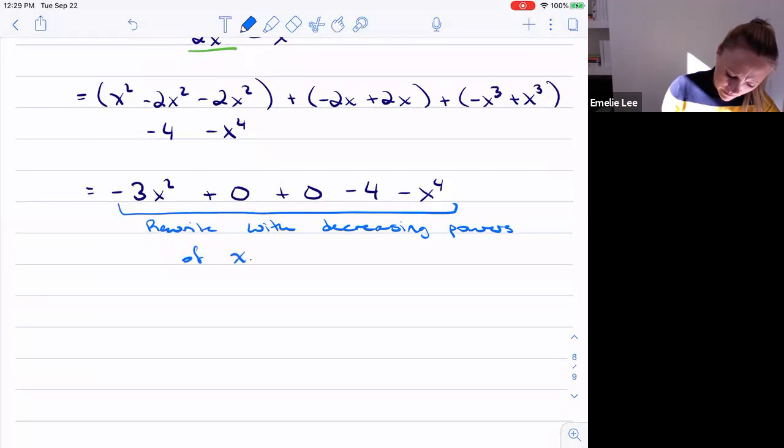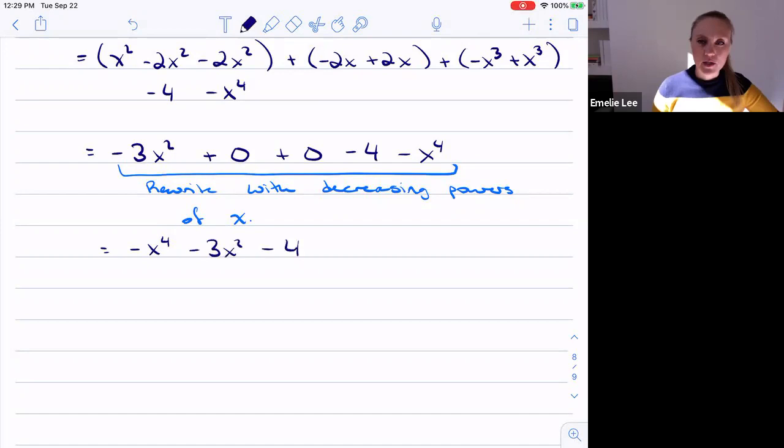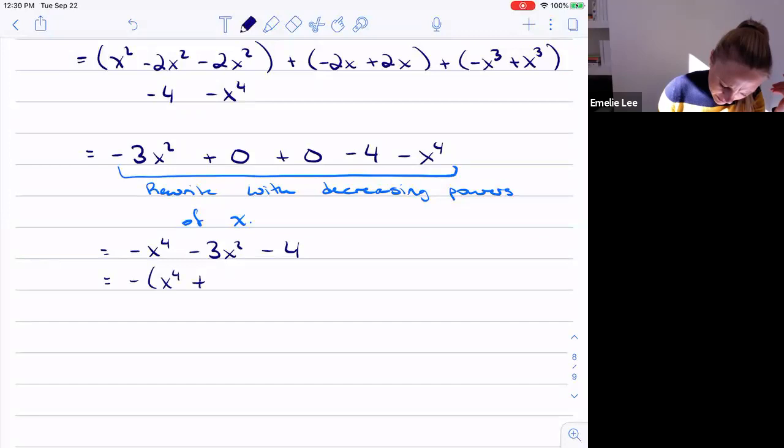So what that's going to look like is now I'm going to have negative x to the fourth minus 3x squared minus 4. This is good. This is simplified. There are a lot of negatives here. In fact, each term has a negative. So one thing that might make things easier later on is being able to pull out that negative. If you pull out a negative from each of these, you're going to have negative x to the fourth plus 3x squared plus 4.